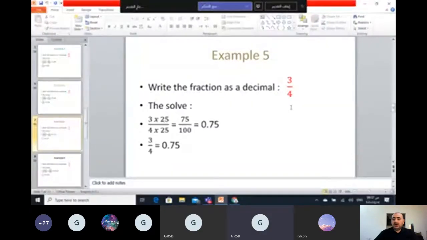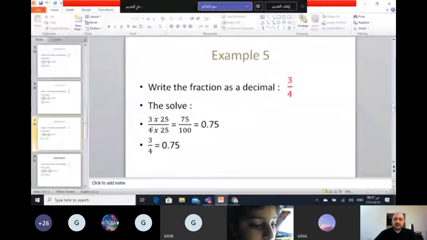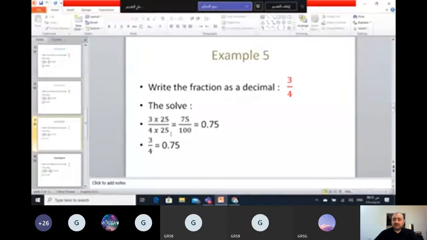Ask yourself which number multiplied by 4 equals 10. We don't have a whole number multiplied by 4 that equals 10. Ask yourself which number multiplied by 4 equals 100. So 25. Try 25. So I can multiply the numerator and the denominator by 25. So I can write 3 multiplied by 25, and here I can write 4 multiplied by 25. 3 multiplied by 25 equals 75, and 4 multiplied by 25 equals 100.